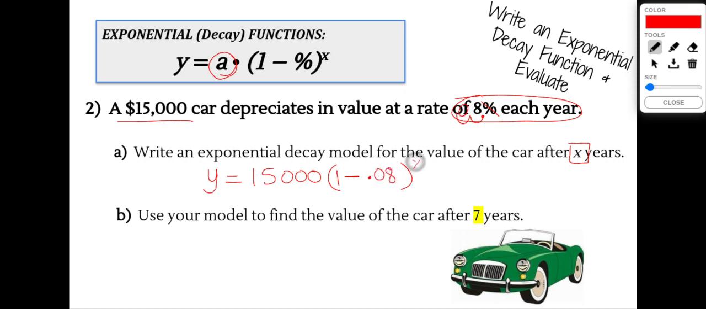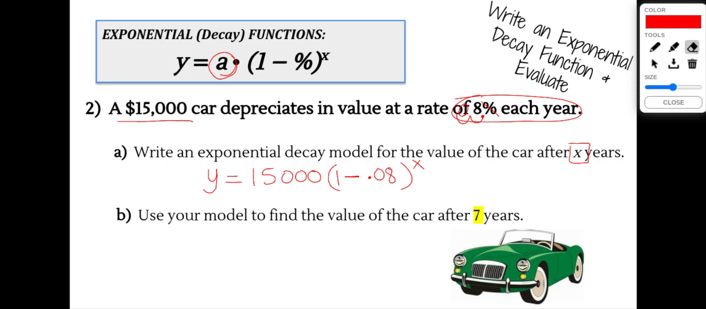And then to the power of x. Okay, because I want us to write after x years. Now stop right there. In the parentheses right here, 1 minus 0.08. Let's simplify that. So think about if I have $1 and I subtract 8 cents. What would that be? Well, that would be 92 cents, right?